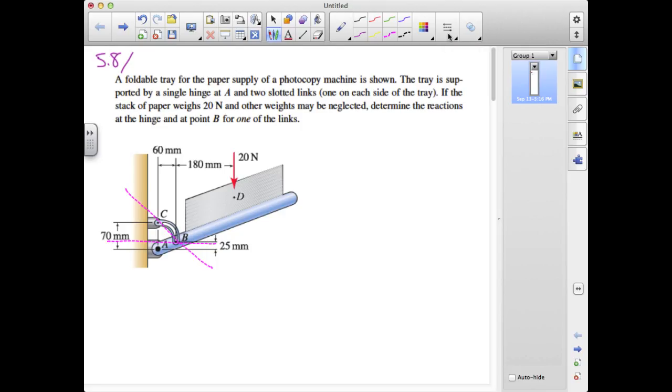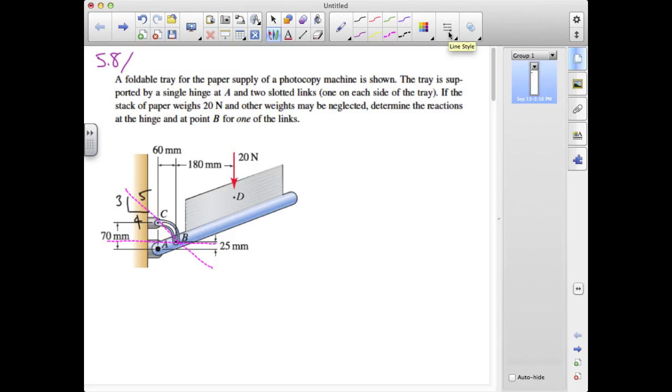That's not a very straight line, but what I'd like you to notice is that the vertical distance between B and C is 70 minus 25, or 45 millimeters. The horizontal distance between B and C is 60 millimeters. Those are obviously both multiples of 15 millimeters, and what that means is that this slope can be described as a 3, 4, 5 triangle. So we're going to know the orientation of the force transmitted by that slotted link, and we'll have essentially a single unknown pointing from B to C to represent that force.